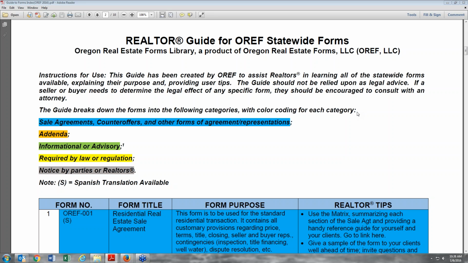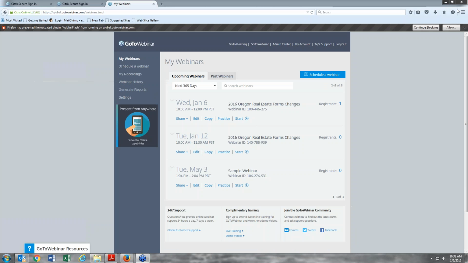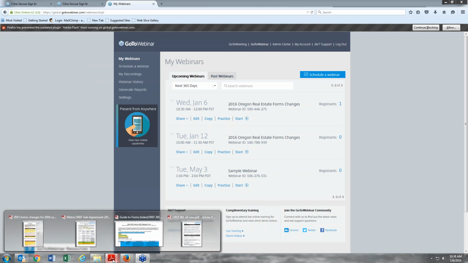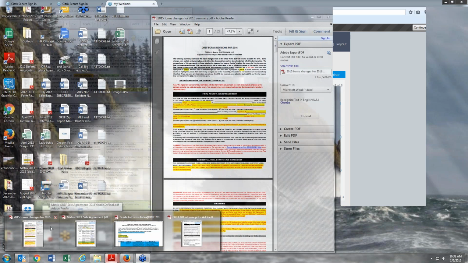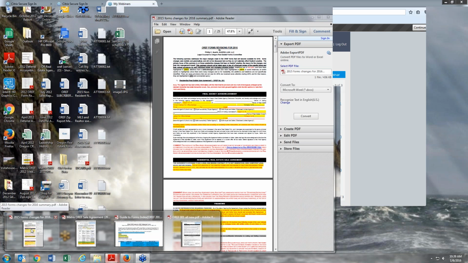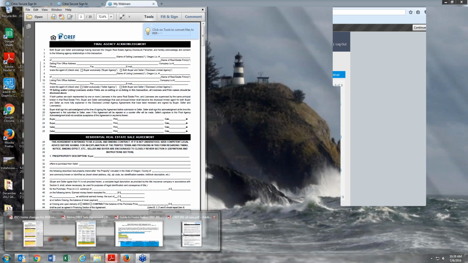Okay, so with that, we're going to launch into the rest of the documents here. We talked about what I call the forms matrix. We talked about the sale agreement, and we talked about the sale agreement matrix. And so now what we're going to be focusing on for the rest of the presentation is the forms revisions themselves.